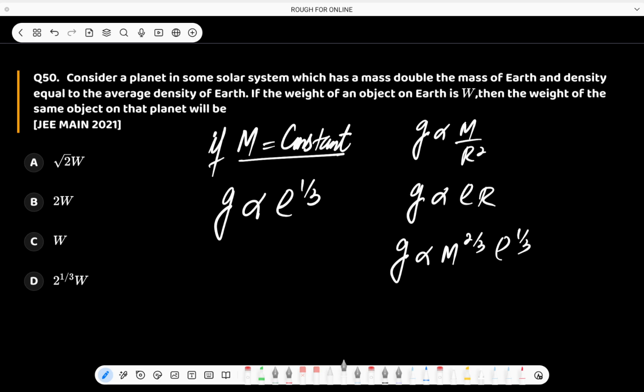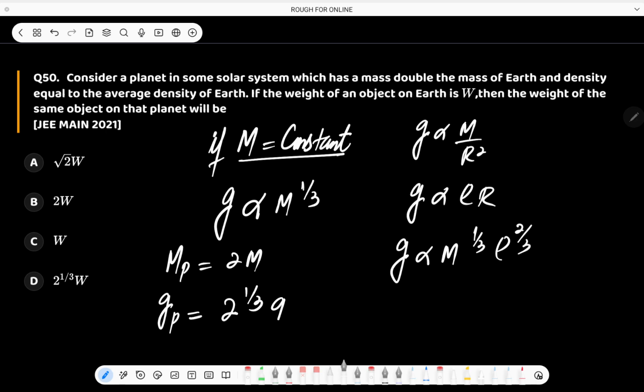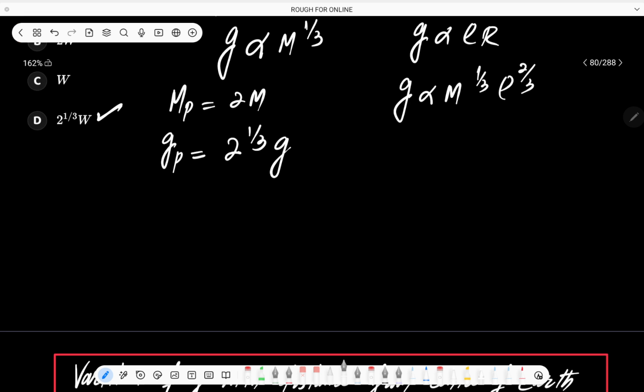So now, what is given in the question? If the weight of the object is W, the weight on that planet whose density is... what is the density? The mass is double. Wait a moment, it is something like this: it is directly proportional to mass 1/3. Actually it is not density 2/3; it is directly proportional to mass raised to 1/3. Now it is given that the mass of the planet is 2 times the mass of the Earth, which implies the acceleration due to gravity on that planet will be 2 raised to the power 1/3 times the acceleration due to gravity on the surface of the Earth, and hence the weight on that planet will be 2 raised to the power 1/3 times W. So this is the answer to this question.